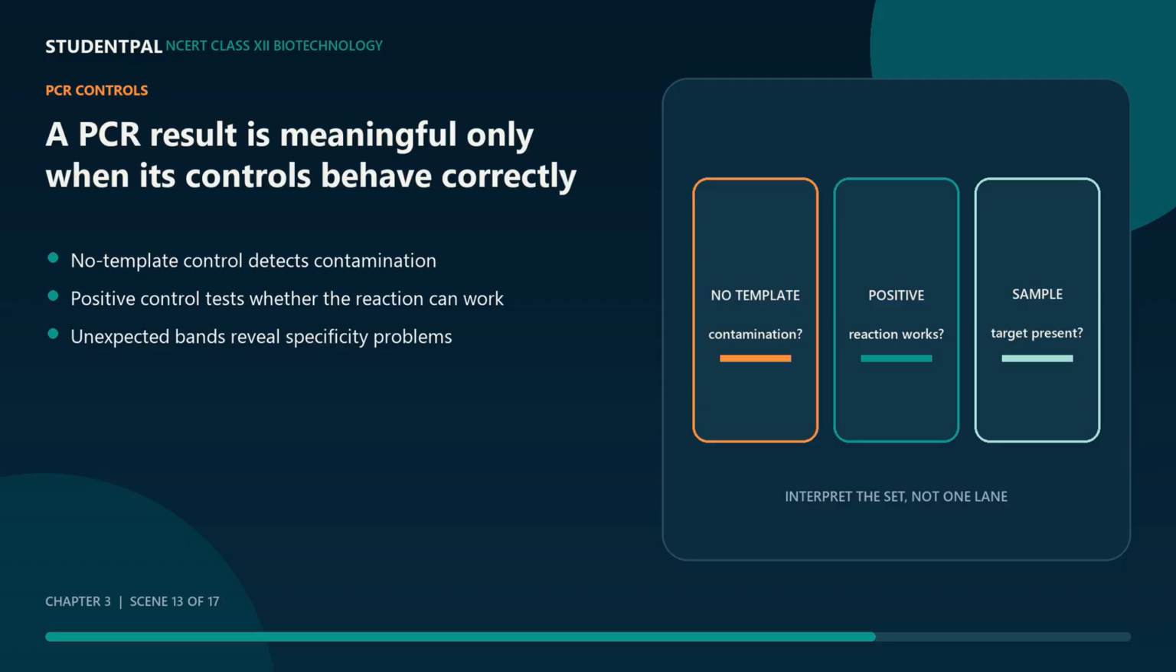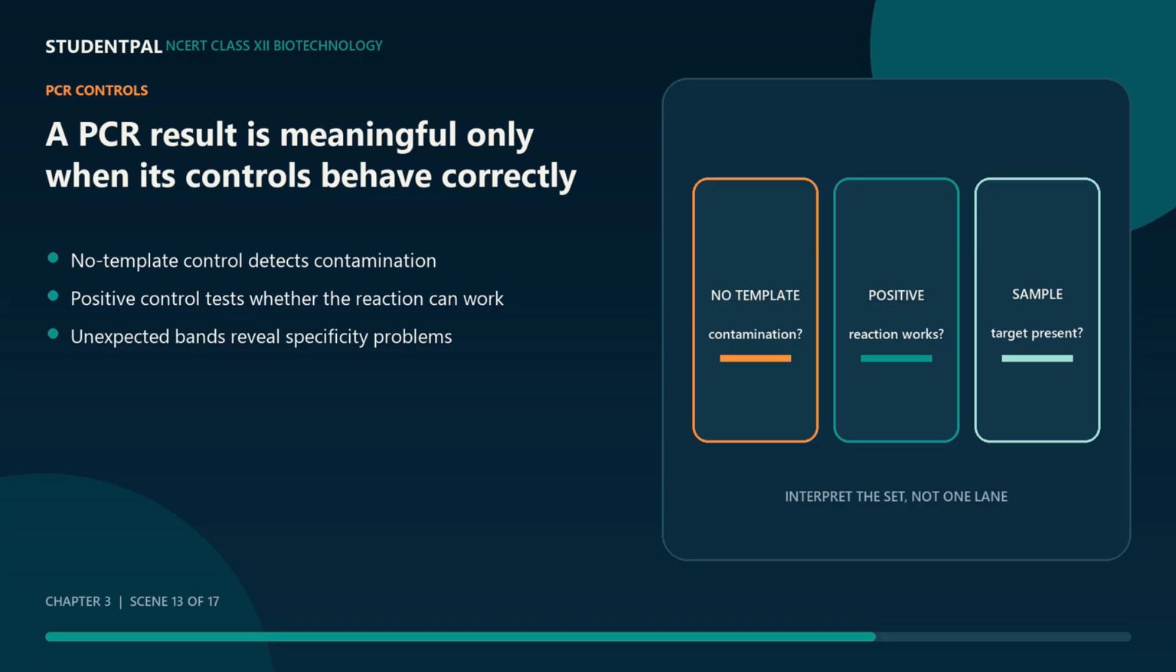A no-template control contains the reaction components, but no sample DNA. Amplification here suggests contamination or primer-derived products. A positive control contains a known amplifiable target and shows whether the reagents and cycling conditions can work. An extraction control can reveal problems introduced during sample preparation, while an internal control can help distinguish target absence from reaction inhibition.